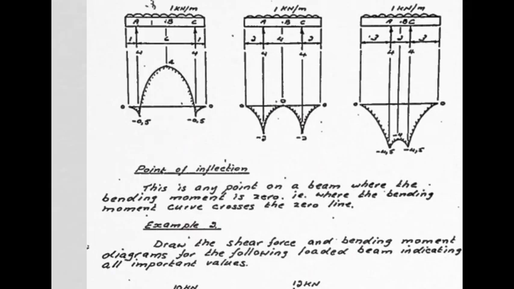While we're here, let's talk about point of inflection. This is any point on a beam where the bending moment is zero, i.e. where the bending moment curve crosses the zero line. So in our case, there are two of these with a point of inflection. This first one has 2 points of inflection, there and there, where the bending moment crossed the zero line. Here is also a zero, and this one doesn't have any of those.